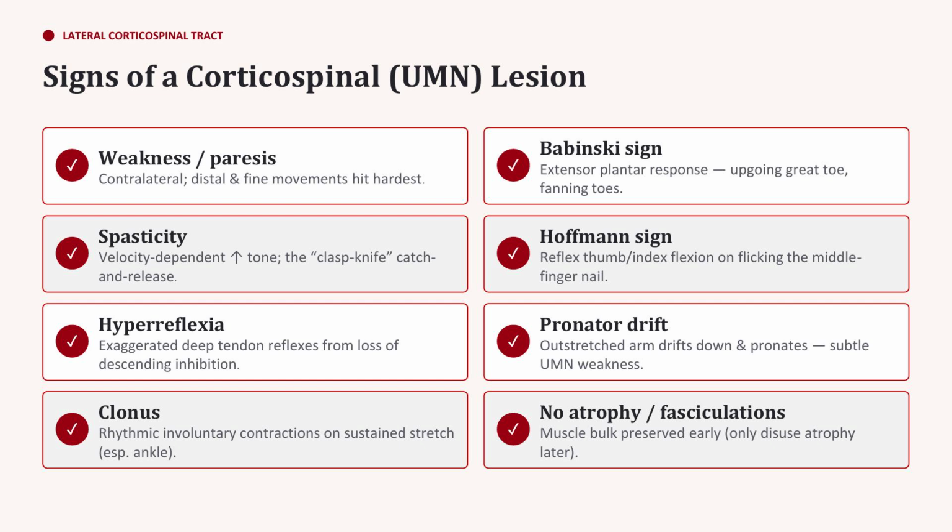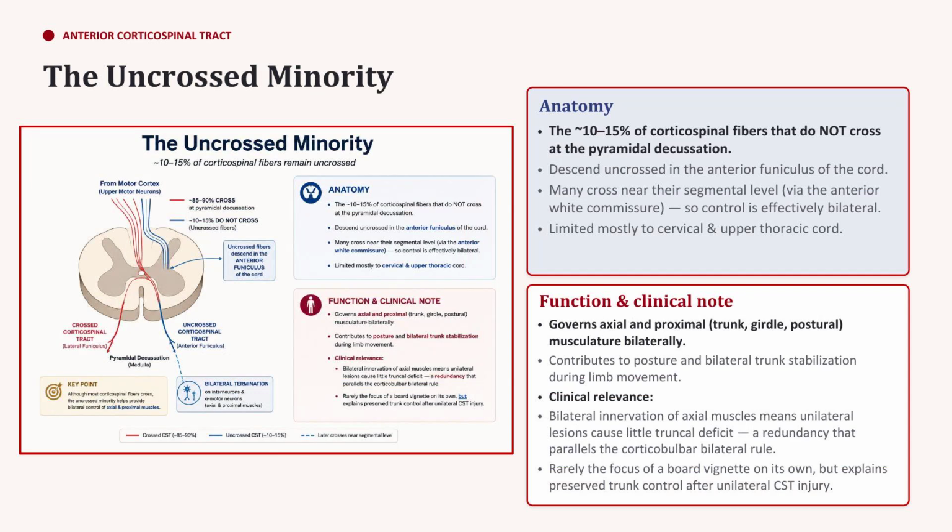The anterior corticospinal tract is the small minority of corticospinal fibers, roughly 10 to 15%, that decline to cross at the pyramidal decussation and instead descend uncrossed in the anterior funiculus. Here's the twist that boards like. Many of these fibers cross near their target level through the anterior white commissure. So functionally, axial control ends up bilateral.